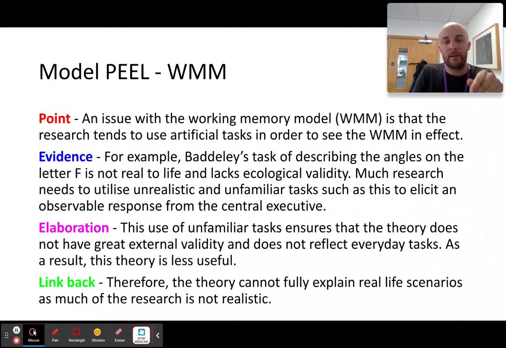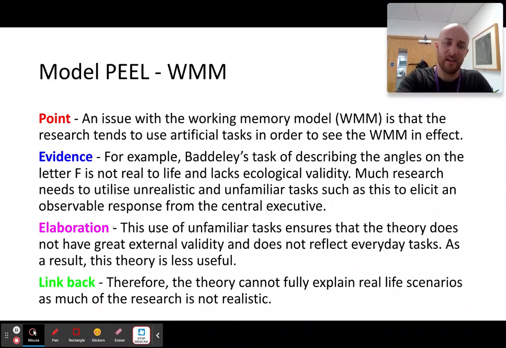For example, Baddeley's task of describing the angles on the letter F is not true to life and lacks ecological validity. Always look to pack your evidence and your point with terms. Much research needs to utilize unrealistic and unfamiliar tasks such as this to elicit an observable response from the central executive. Now, when it comes to elaboration, students find elaboration the hardest. Elaboration is basically why your point is important. Why is it important that Baddeley uses artificial tasks?